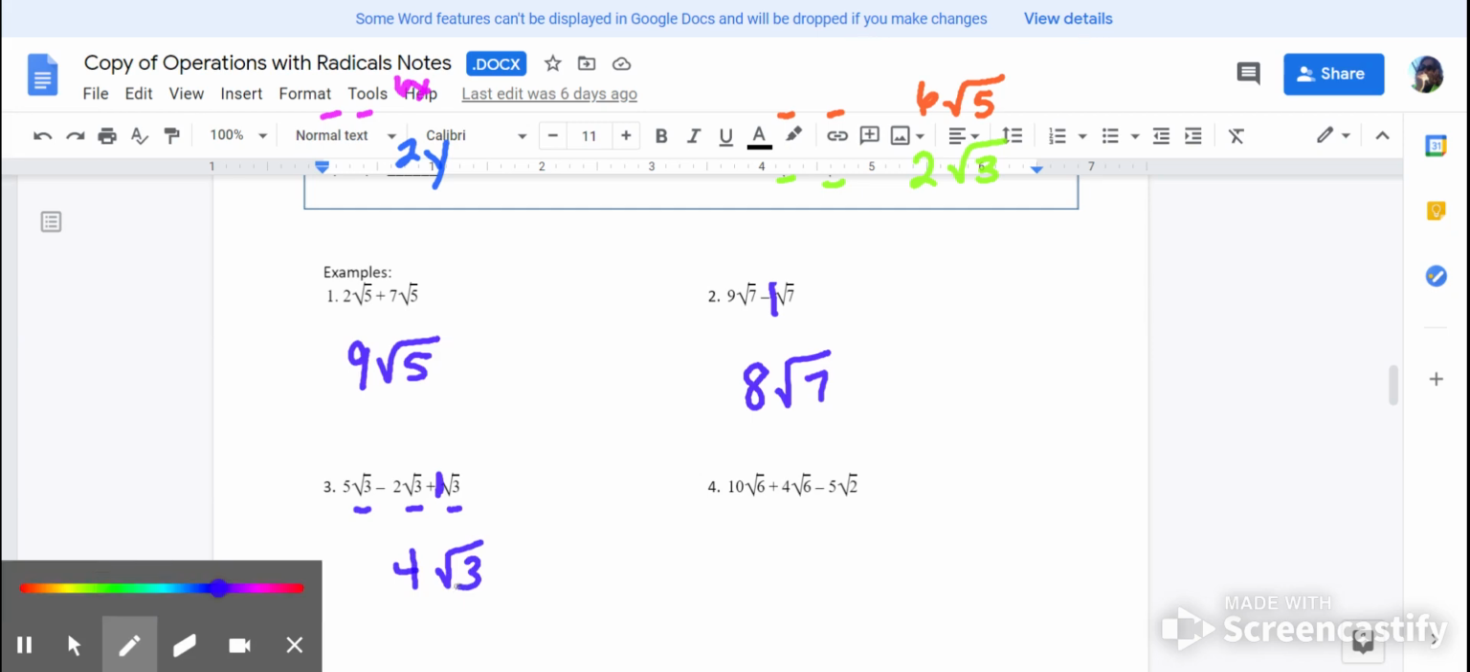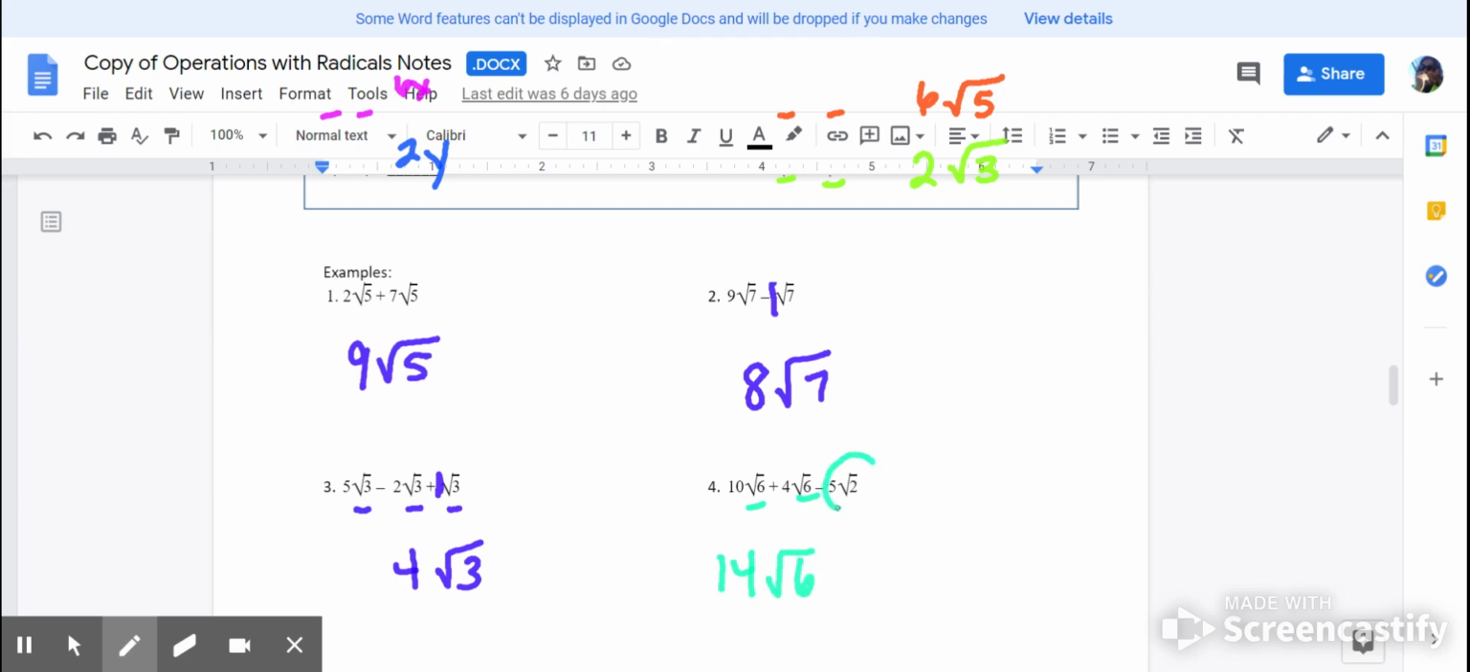When I get to number 4, I notice there's a little bit of a difference. I've got the square root of 6 and the square root of 6, they're the same. So I'm definitely going to add those numbers on the outside. 10 plus 4 is 14 on the square root of 6. But if you notice, I have a whole different term here with the square root of 2. I'm going to leave that in the problem. I can't magically get rid of it, but I'm just going to bring it down. So my simplified version is 14 on the square root of 6 minus 5 on the square root of 2.